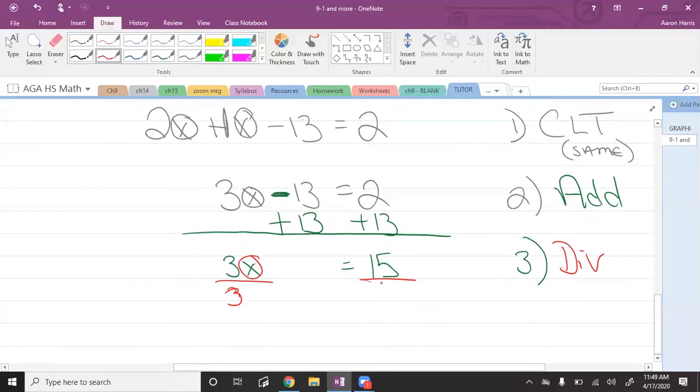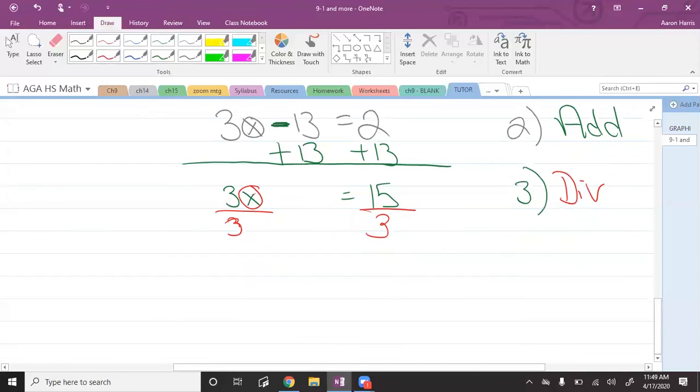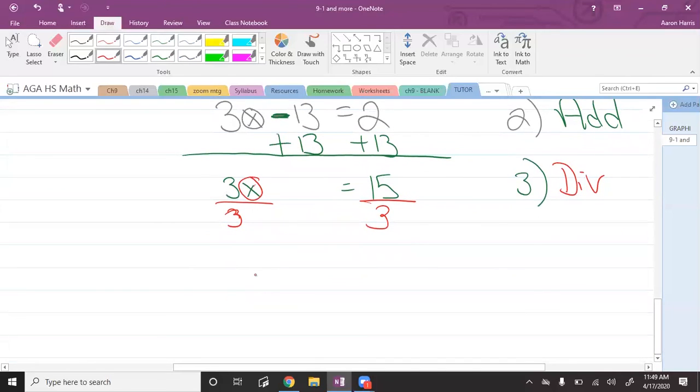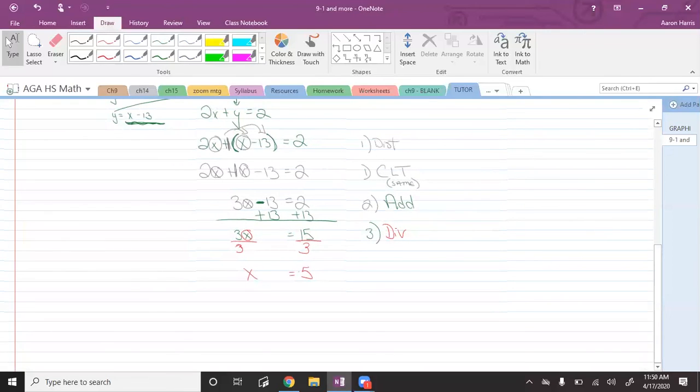Yes. So what I do to one side, I must do to the other. What's 3 divided by 3? 1. So what's left? 1 equals, not 15. Just x. 15 divided by 3. 5. So now you know what x is equal to, correct? Correct. If you know what x is equal to, can you solve for y?